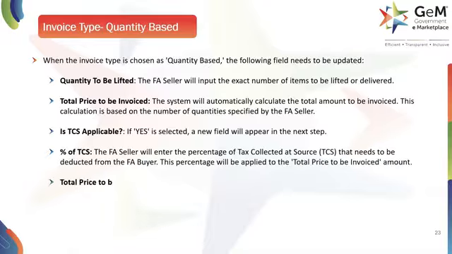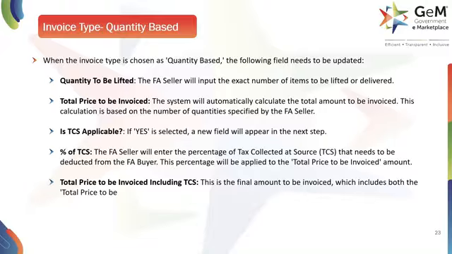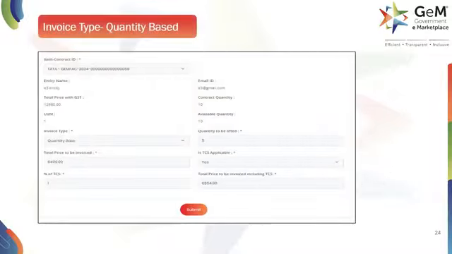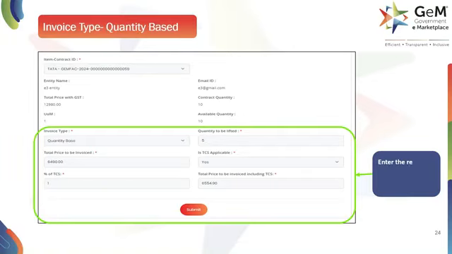Total price to be invoiced including TCS. This is the final amount to be invoiced, which includes both the total price to be invoiced and the calculated TCS amount. Here is an example of the form when quantity-based is selected. You'll enter the required details in the fields and then click on the Submit button to proceed with creating the invoice.